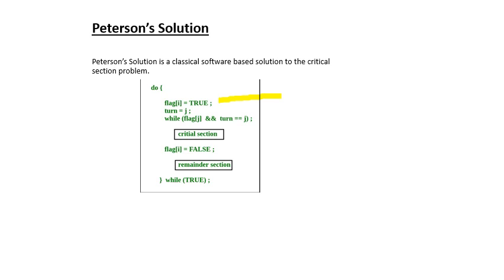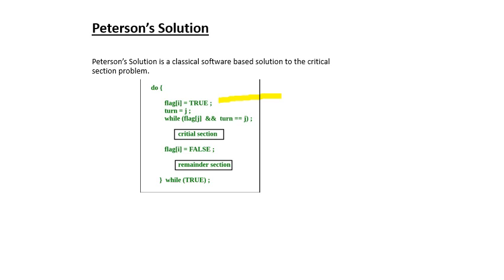If this is false, okay, I'm speaking about the true. If the flag is true, then we can say that some process has entered into the critical section. If the flag is false, no other process has entered into the critical section.